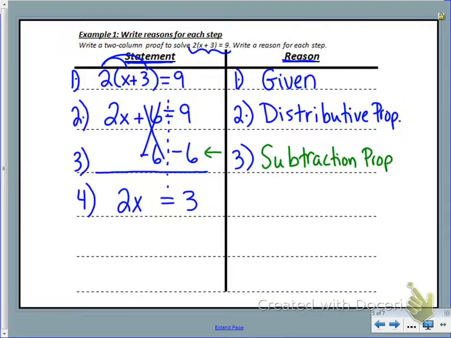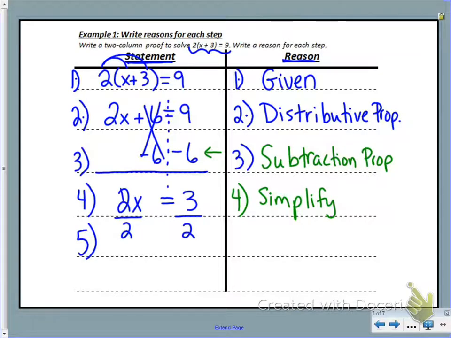And then here in step 4, all we did was simplify the equation. So we just write simplify. Okay, we're not done with our equation, so let's continue on. Now I need to get rid of the coefficient of the variable. The coefficient, reminder, is just the number in front of the variable. So I'm going to divide both sides of my equation by 2. Since I'm dividing both sides by the same amount, that's called the division property.